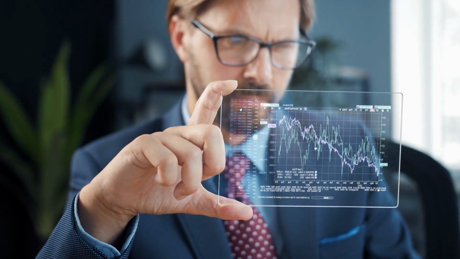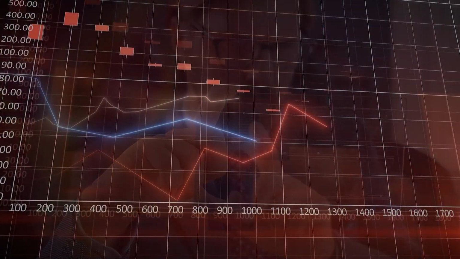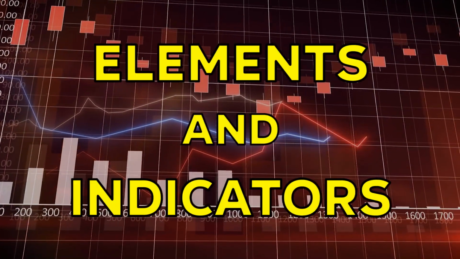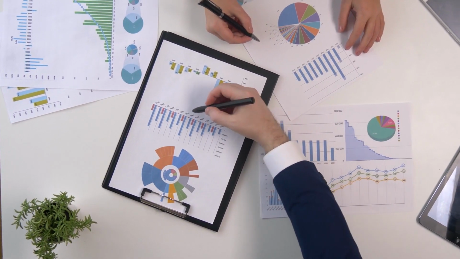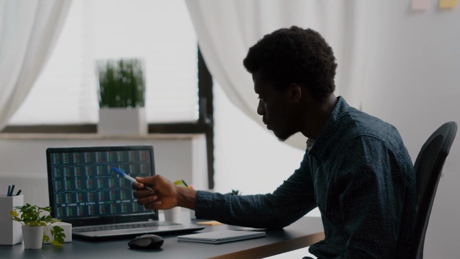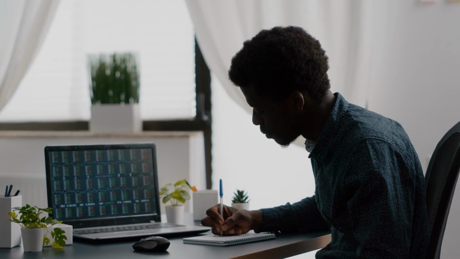Today, we'll break down the basics of reading a stock chart, including how to interpret the various elements and indicators, and how to use this information to identify trends and patterns in the market. Watch carefully until the end, because by the end of this video, you'll have the basic understanding of what you need to know to read the stock chart and become a savvy investor.